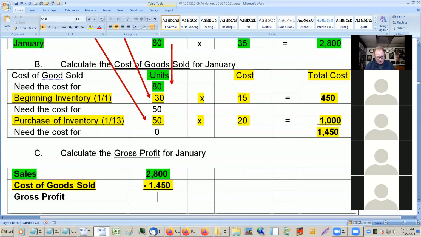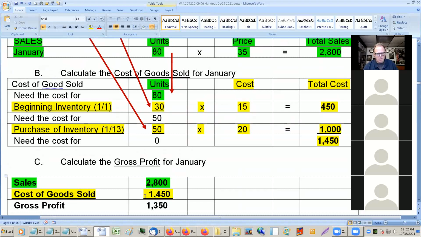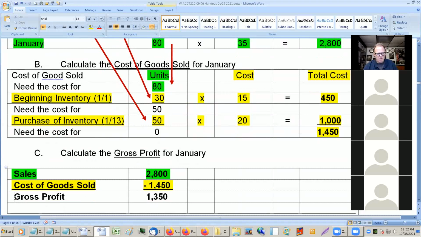Which would be, was it 1,350? Better use a calculator. So this is how much profit they made on those goods, whatever it is. They don't tell us what they sold, but whatever it was, that's how much they made for it.